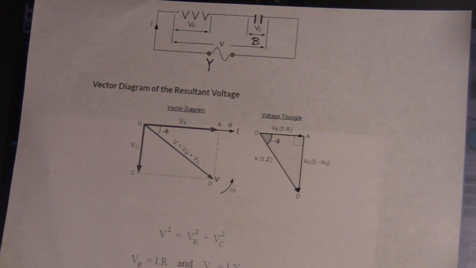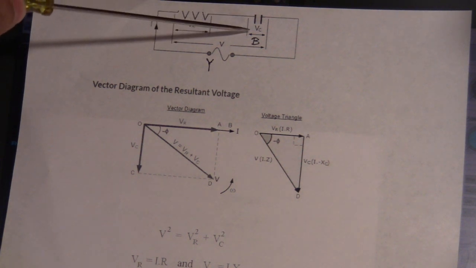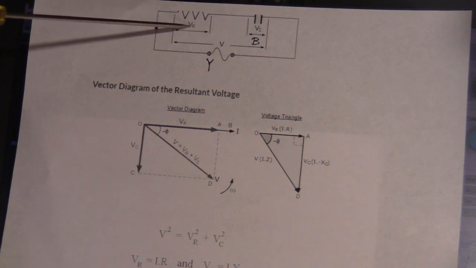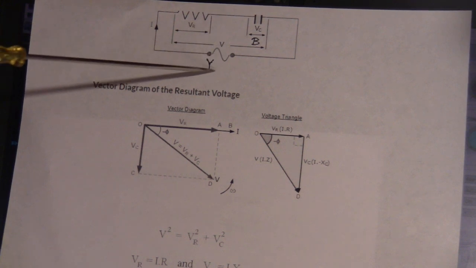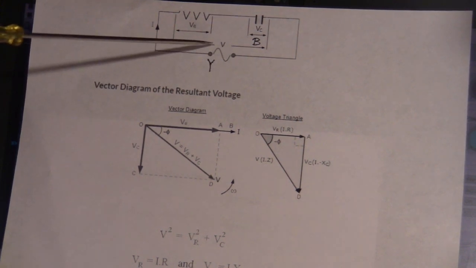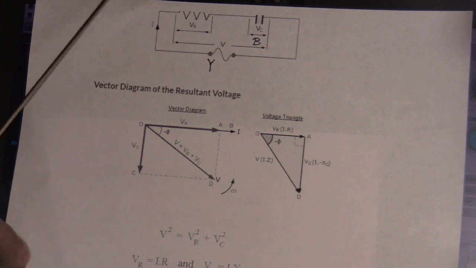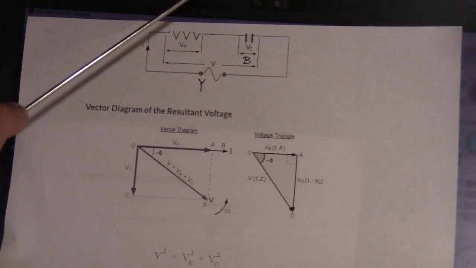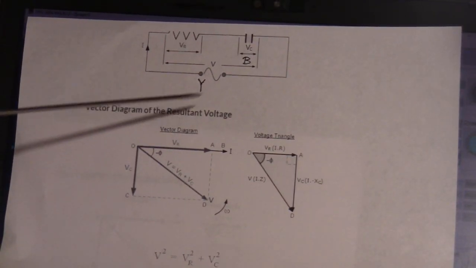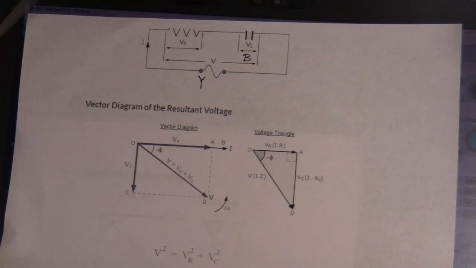Look at this vector picture. We got VC here, which is the blue line. We got VR here, which is the resistor. So this is the one we measure in the yellow line, over here. And this is the one of the blue line.